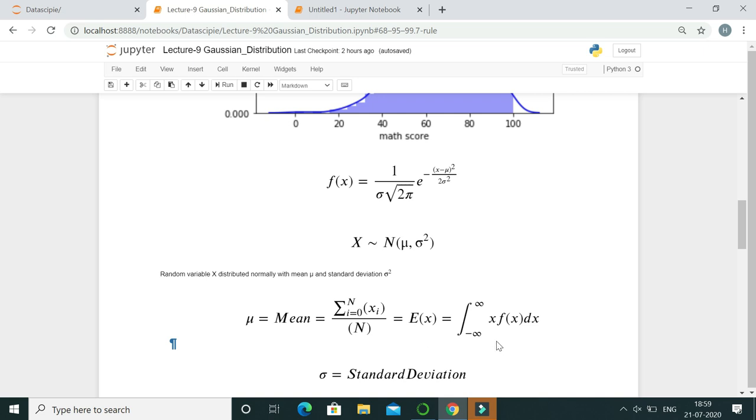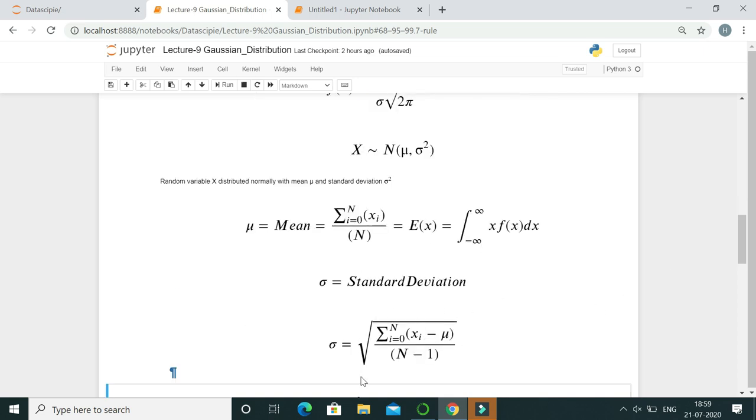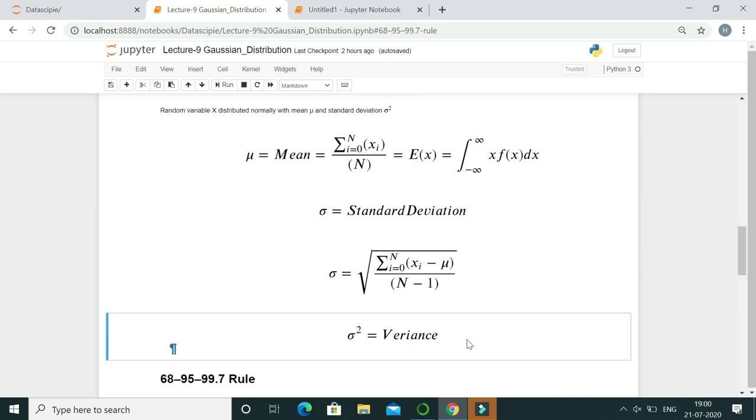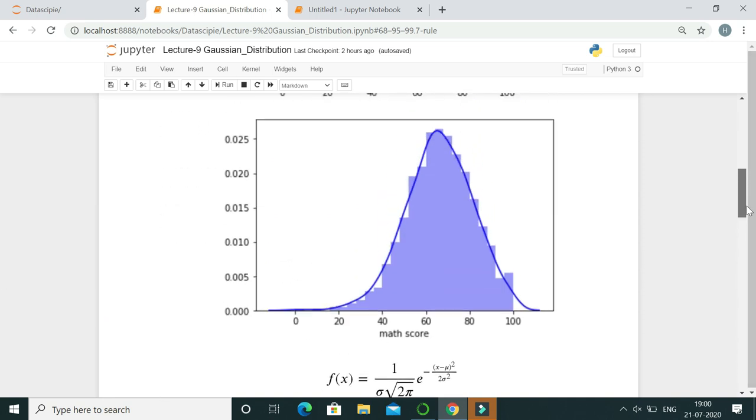The relation between the curve and the mean is defined as the integration from minus infinity to plus infinity of x f(x) dx. Standard deviation is equal to the square root of the summation of (x minus mu) squared upon n minus 1, where n is the total number of data points and sigma squared is the variance. So what is variance? Variance is basically the width of the bell curve. The more the width, the more the variance.